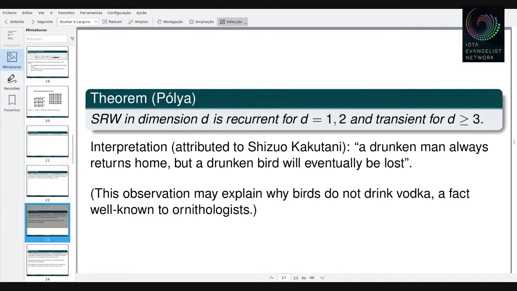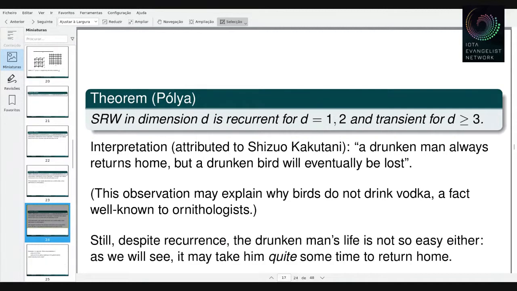So this is a mathematical fact, but now we will see a couple of examples which show that the life of the drunken man is not so easy either. It may take him quite some time to return home. So in these quarantine times, it's something to consider. You should not drink too much. Still, examples.